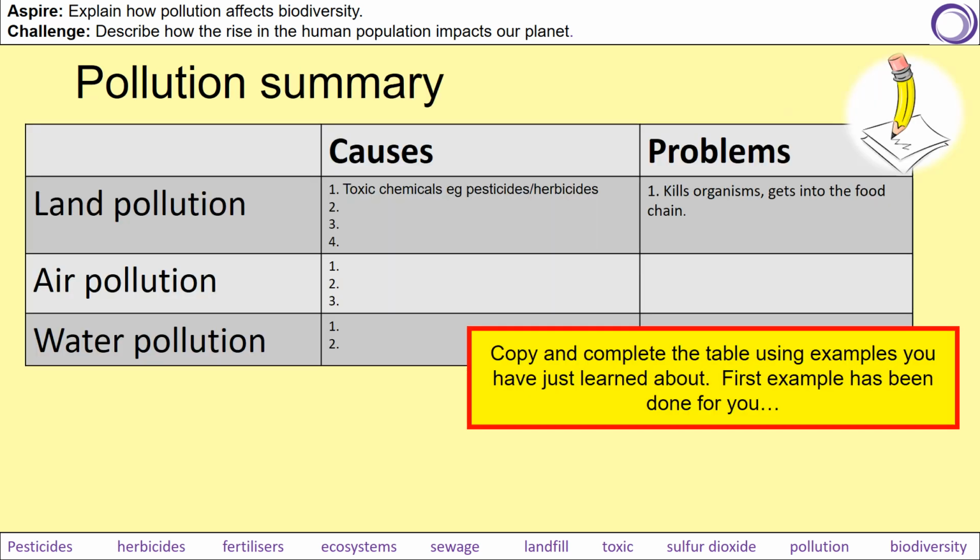So here we have a pollution summary table showing the causes and problems for each of the 3 different types of pollution that we've just discussed. Copy and complete the table using examples you've just learned about. The first example's been done for you. You can use any notes that you've made. Feel free to pause the video before moving on to the final few slides.